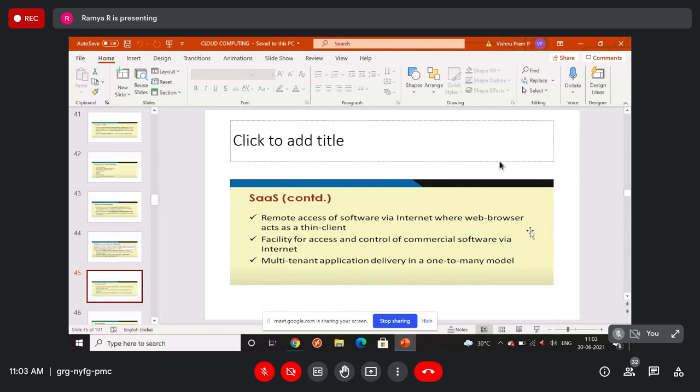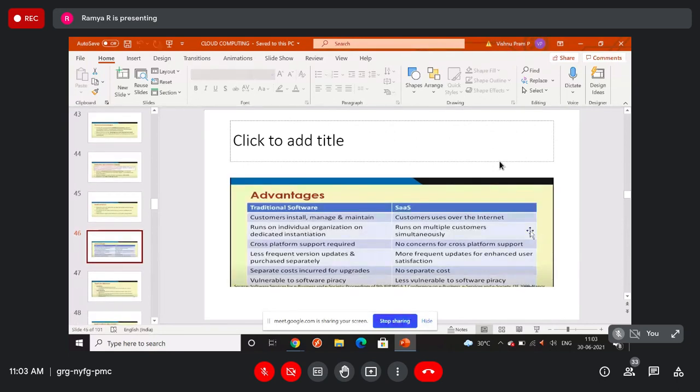Next, we talk about the advantages of SaaS. Customers use it over the internet, it runs for multiple customers simultaneously, there are no concerns for cross-platform support, and more frequent updates for enhanced user satisfaction. Take updates in WhatsApp: you are not doing any updates yourself. When the update is ready, it will inform you that you have updates, and you just have to click on update. But in traditional software, what happens? Less frequent version updates, purchased separately. So these are the differences.